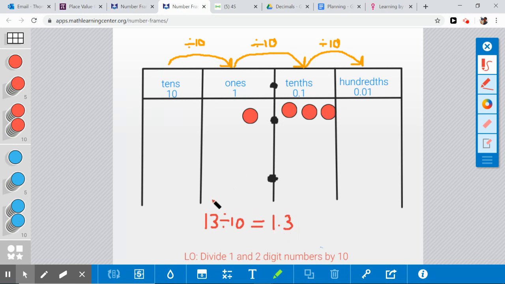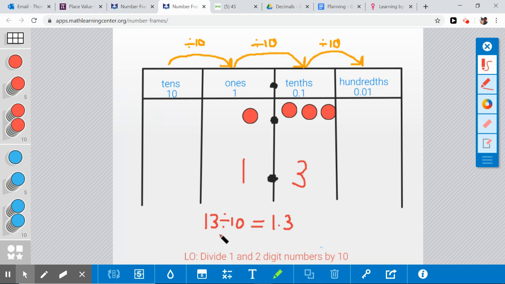Let's look at what that would have looked like if we'd have used numbers. So let's write 13 in. Let's divide it by 10. So we'll need to move the 3 here, and we'll need to move the 1 here. So the 1 would have moved here, and the 3 would have moved here. So 13 divided by 10 equals 1.3.